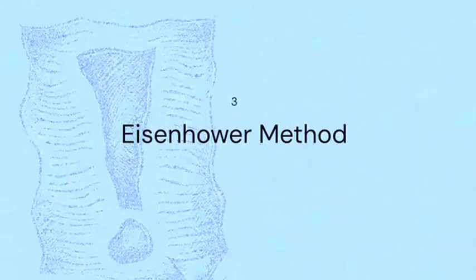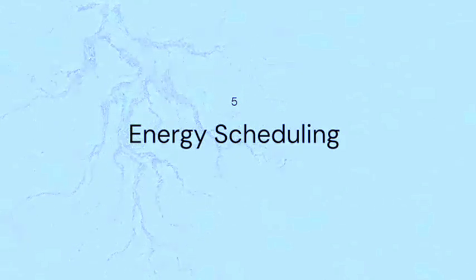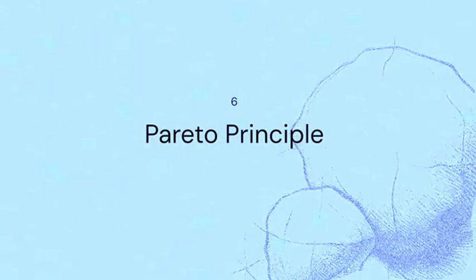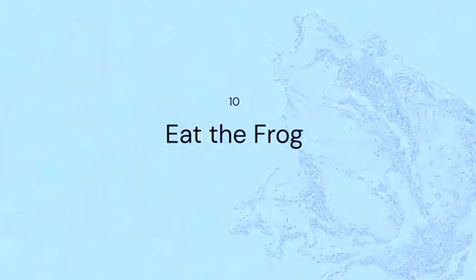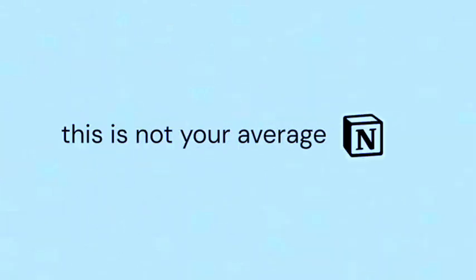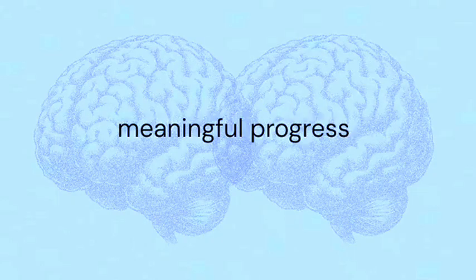To-do lists and calendars, time blocking, the Eisenhower method, avoiding context shifting, scheduling with energy in mind, the Pareto principle, also known as the 80-20 rule, bottleneck analysis, journaling, time tracking your tasks, and eat the frog, but also many more. This is not your average Notion template. This is a workspace where you'll eliminate distractions and busy work and prioritize making actual meaningful progress.